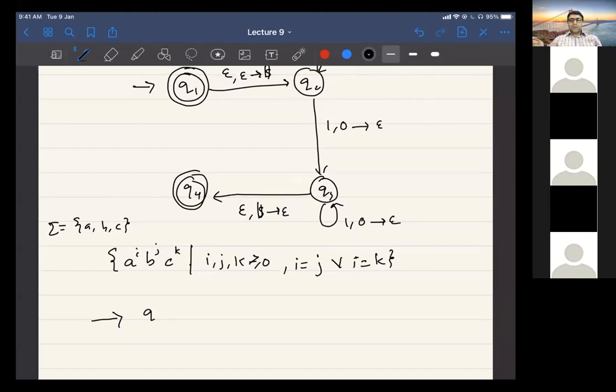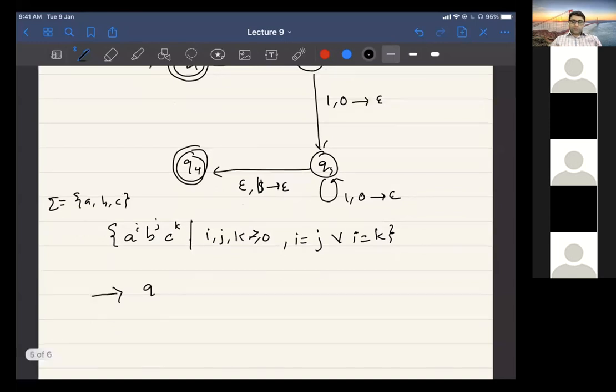If the number of B's is the same as the number of A's, we declare the string is accepted. Or if the number of C's is the same as the number of A's, we declare it accepted. In the first case, we don't care about C, and in the other case, we don't care about B. So this is exactly what we would do.